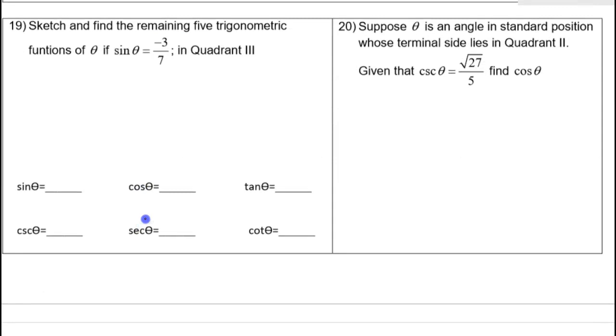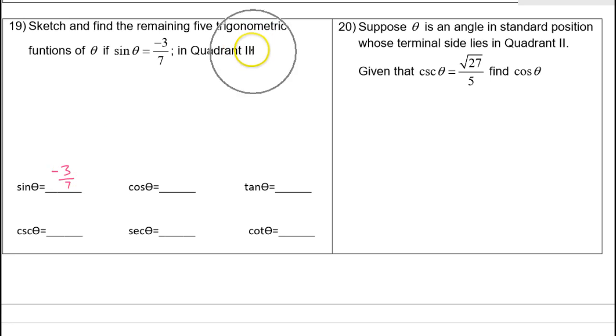Okay, number 19. Sketch and find the remaining 5 trig functions if the sine is negative 3 over 7. So they're giving us negative 3 over 7. This is going to be very similar to the last problem. We need x, we need y, and we need r to be able to do the trig functions. Now, sine is y over r. So they're telling us that y is negative 3 and r is 7. So we just need to figure out what x is.